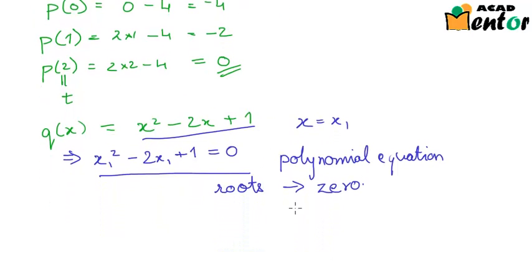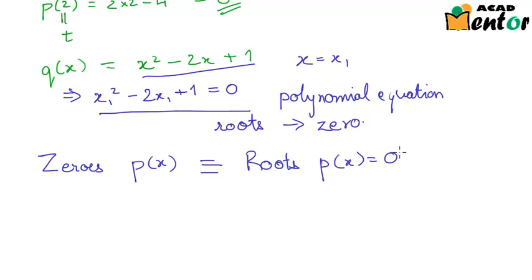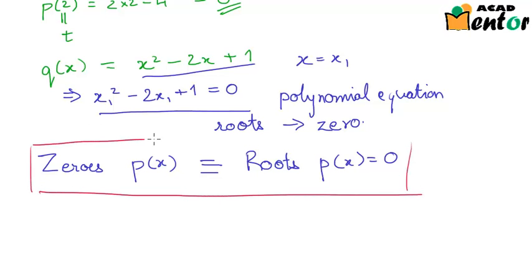So in a sense, I can say that the zeros of a polynomial p of x are nothing but the same as the roots of the polynomial equation p of x equal to 0. So the zeros of a polynomial p of x are the roots of the polynomial equation p of x equal to 0. Let's get back to our example where we had q of x equal to x square minus 2x plus 1, and we had to find the zeros of this polynomial.